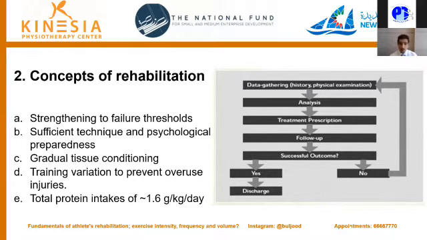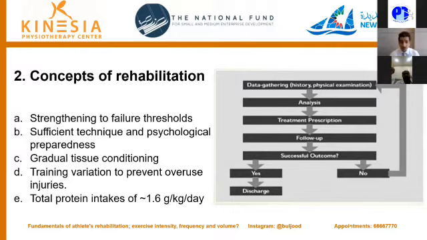Thirdly, gradual tissue conditioning. We need to listen to the muscles, ligaments, and tendons during our rehab. Gradually, we improve the outcome of those tissues. We start with minimal tissue loading, then we increase to the maximum. So gradual tissue loading is a must. Lots of times we see patients who start with heavy loading, so that will affect the tissue itself. So gradual tissue conditioning is a must.